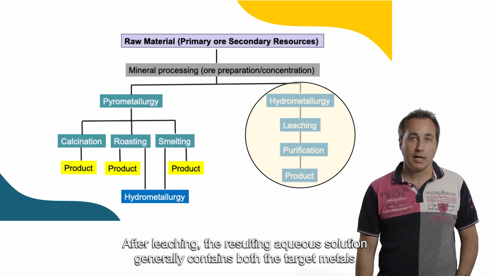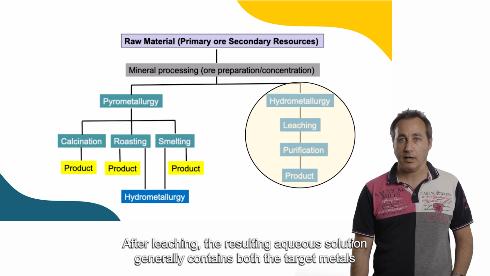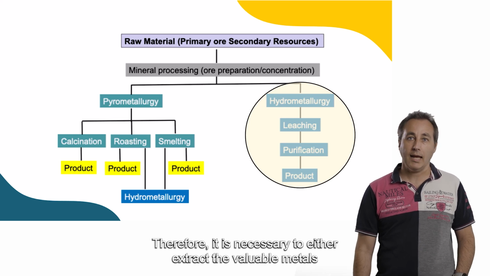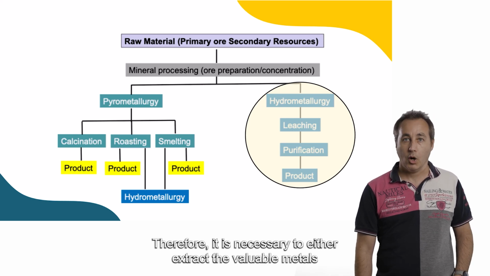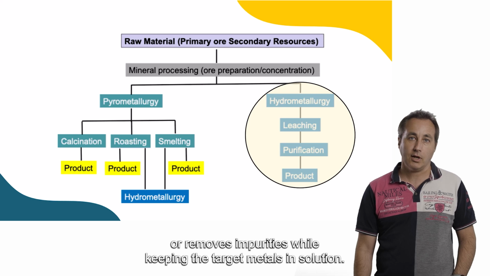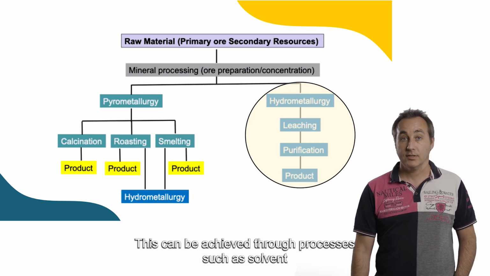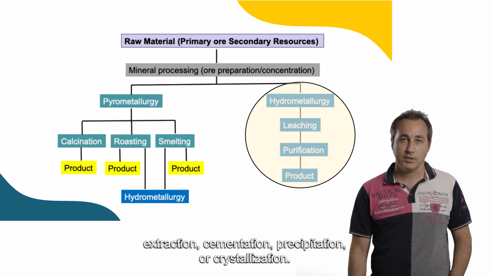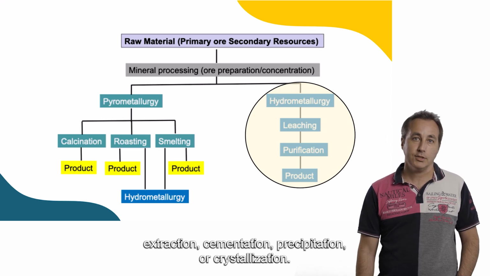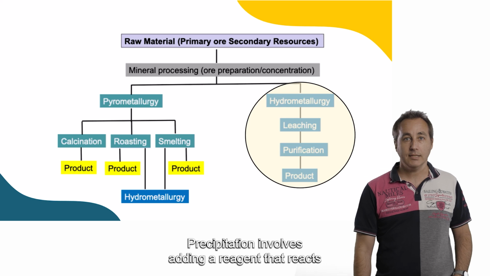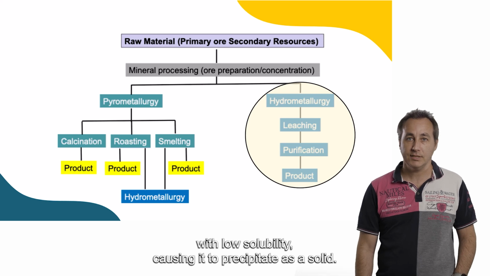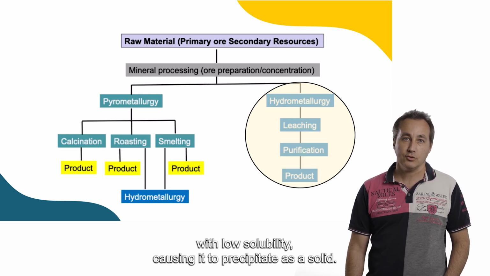After leaching, the resulting aqueous solution generally contains both the target metals and some impurities. Therefore, it is necessary to either extract the valuable metals or remove the impurities while keeping the target metals in solution. This can be achieved through processes such as solvent extraction, cementation, precipitation, or crystallization. Precipitation involves adding a reagent that reacts with metals, either target metals or impurities, to form a new species with low solubility, causing it to precipitate as a solid.